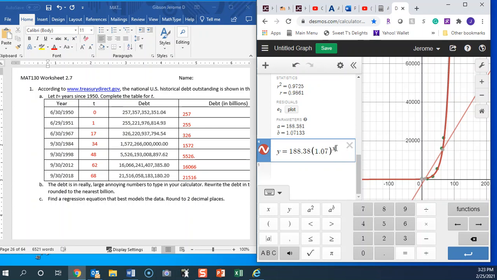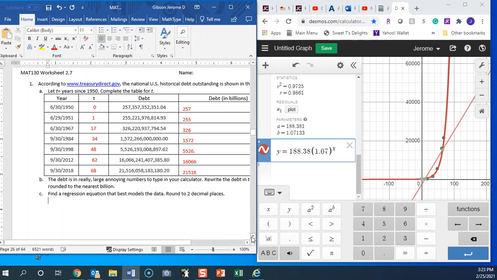I don't know if I could copy this. Let's see if I could copy this. No, it didn't show up right. But this is what you would have written down for C here. Now, that was one of your questions.